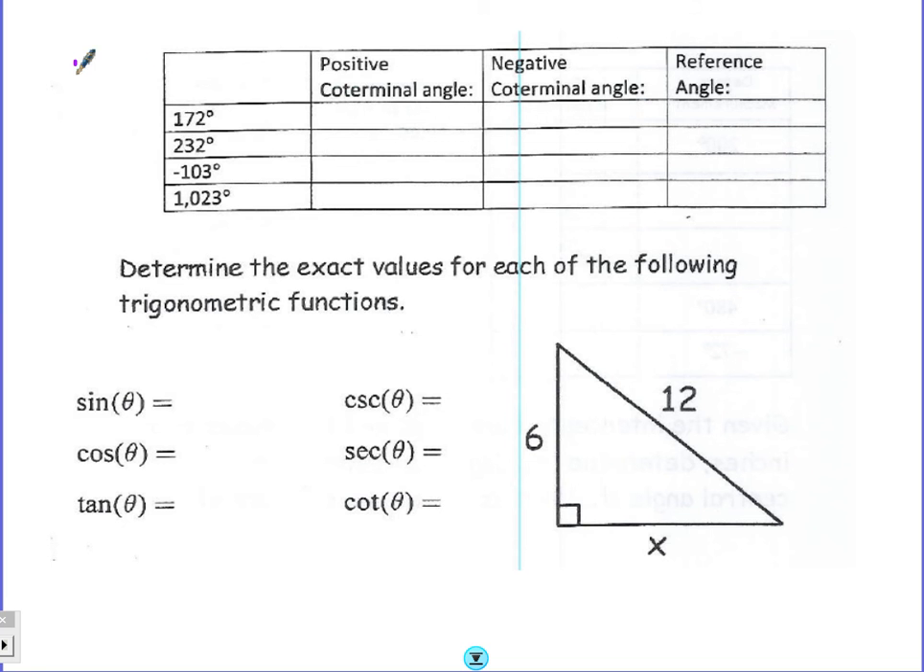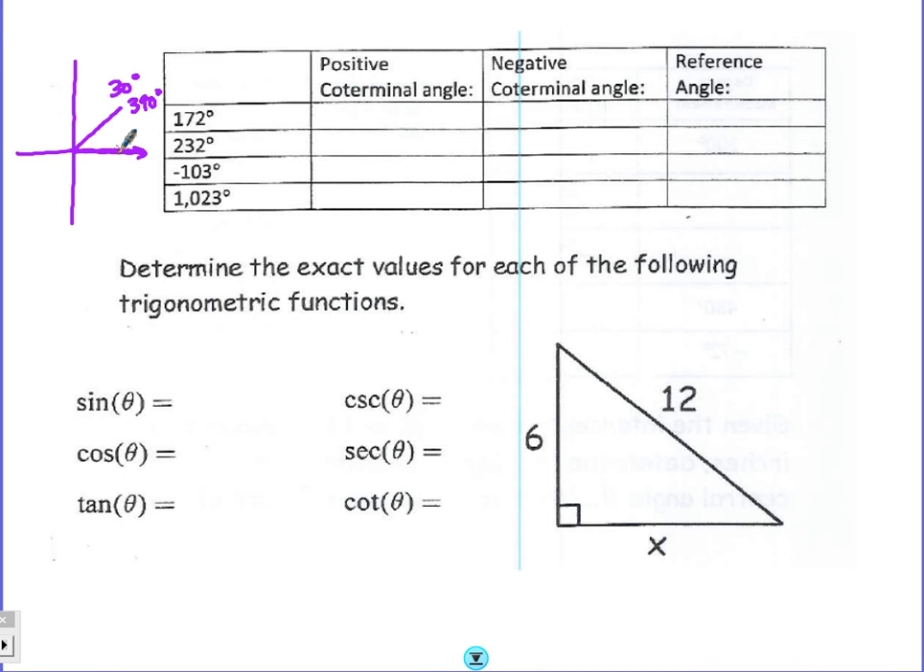Again, just a quick reminder, if you're not sure what a coterminal angle is, it is an angle that has the same terminal side. So if I had a 30-degree angle, a coterminal angle would be 360 more than that. So 390. 30 degrees and 390 degrees would be coterminal angles because they end in the same spot. We are starting from here, 0 degrees.